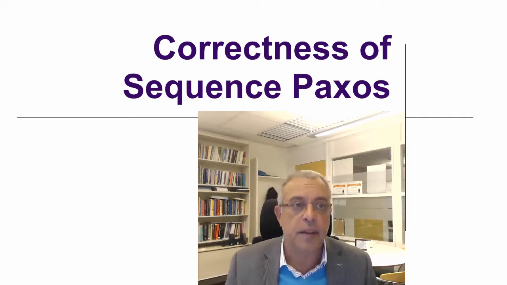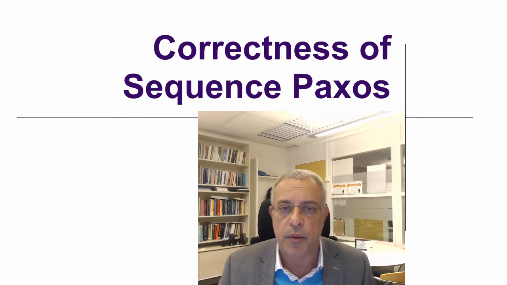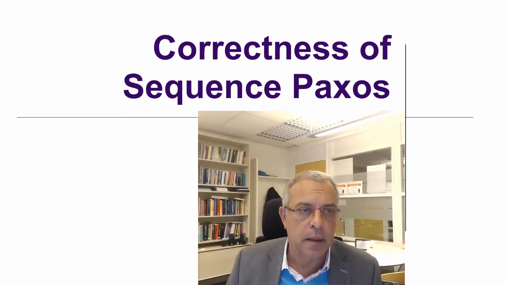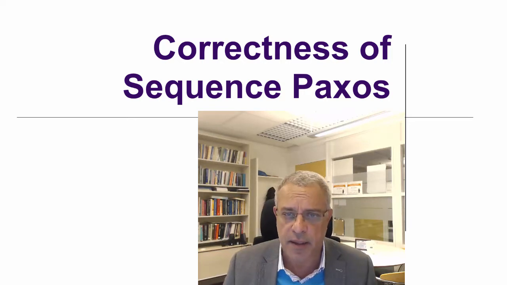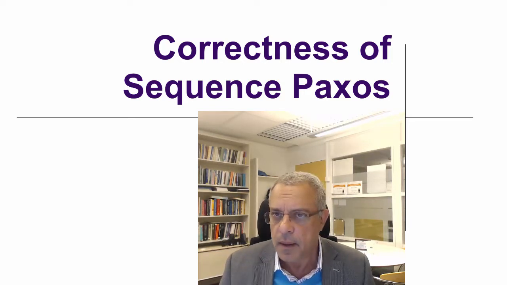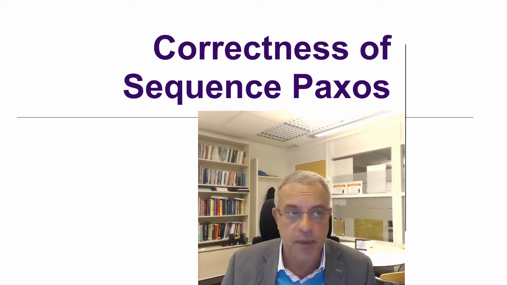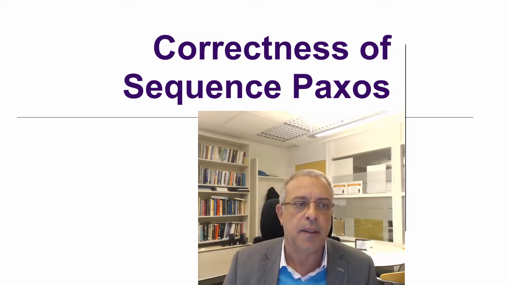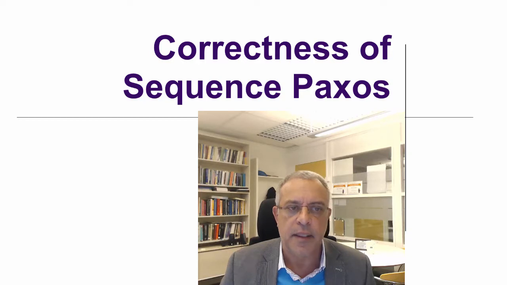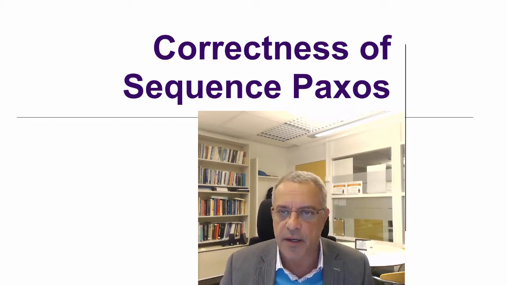In this unit, we will introduce the concept of ballot or round array. This concept will help understanding Paxos and sequence Paxos. A ballot array describes the state of the acceptors at each round. Given this, it will be quite easy to go through the correctness argument for sequence Paxos.